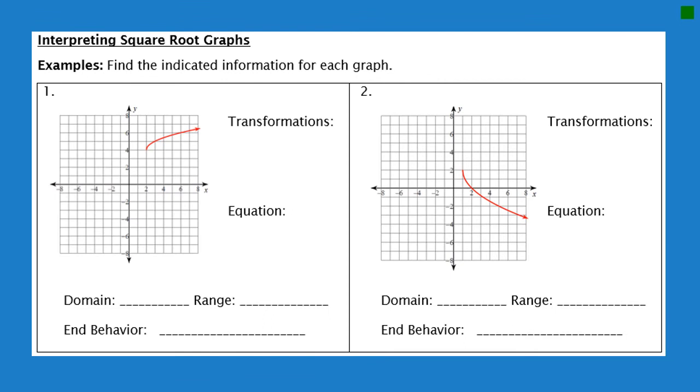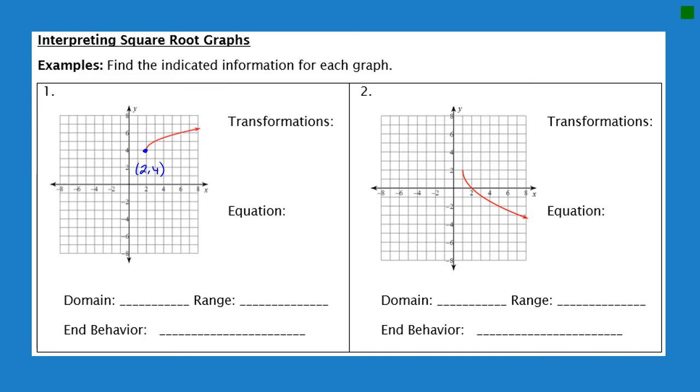The first thing you always want to identify on these graphs is the starting point. So I see right here, this is my starting point, and it's at the point 2, 4. So it tells me a lot of things. It's going to help me with my transformations. It's also going to help me with my domain and range. But before we get there, I want to look at the a value.